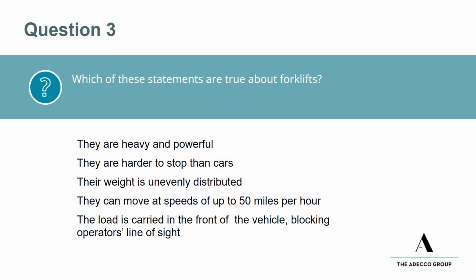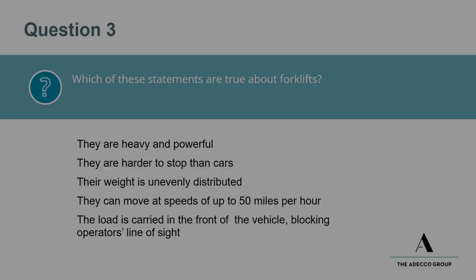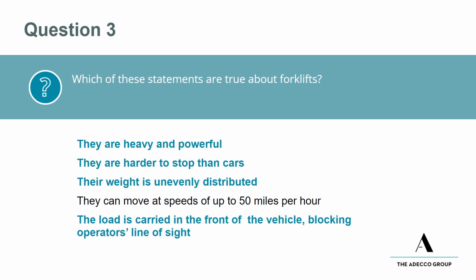Which of these statements are true about forklifts? They are heavy and powerful. They are harder to stop than cars. Their weight is unevenly distributed. They can move at speeds of up to 50 miles per hour. The load is carried in the front of the vehicle, blocking operators' line of sight. The correct answers are: they are heavy and powerful. They are harder to stop than cars. Their weight is unevenly distributed. The load is carried in the front of the vehicle, blocking operators' line of sight.